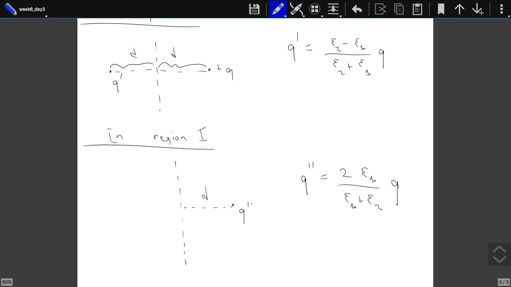So once we know the potentials, we can calculate the electric field, and from the electric field or the discontinuity in the electric field, we can calculate what is the surface charge density at this interface. Of course, it will be a bound surface charge density because we didn't put any charges in the interface.